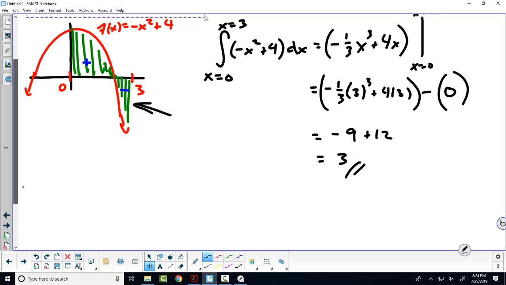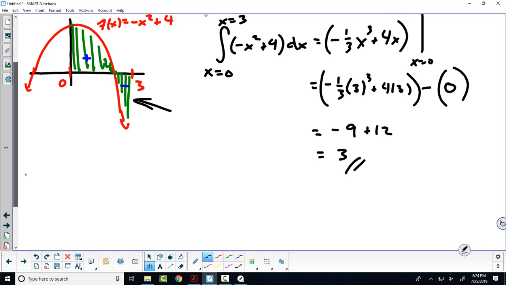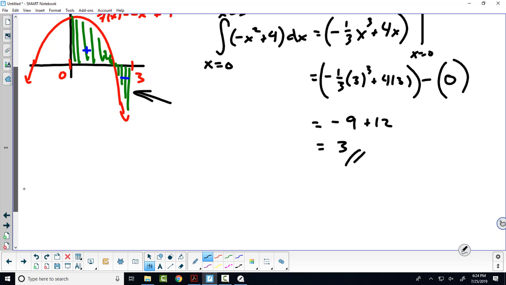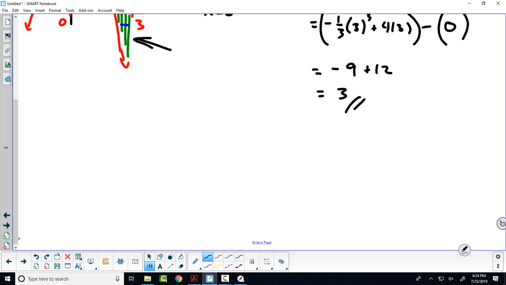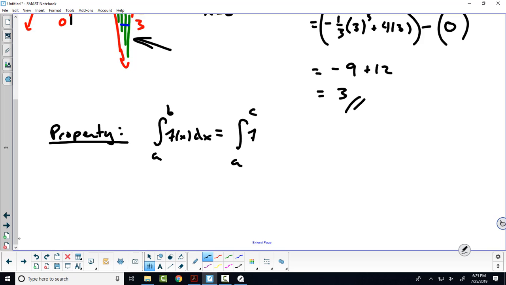By the way, that opens up a really interesting idea here that we can do with our definite integrals. So let me show you this property. If I take the integral from a to b of f of x dx, I could break it up as the integral from a to c of f of x dx plus the integral from c to b of f of x dx.